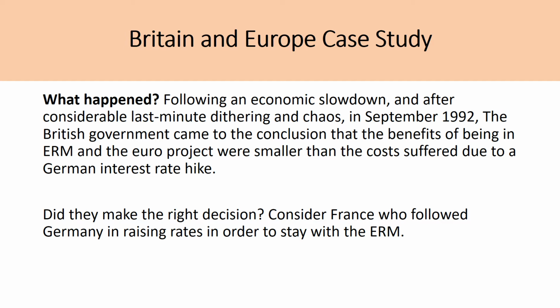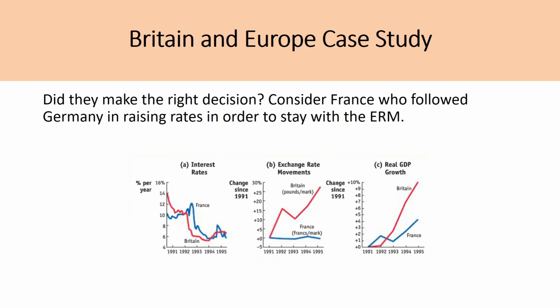Right? Now, did they make the right choice? Well, here's the thing. Consider France, who followed Germany in raising rates in order to stay with the ERM. So France, on the other hand, stuck with Germany. They raised rates in order to maintain that peg. Now, these are 4 different graphs comparing France and Britain. So you have interest rates, and as you can see, the interest rates were significantly higher for France as they followed, whereas Britain actually lowered and cut interest rates in order to compensate for that kind of exit.